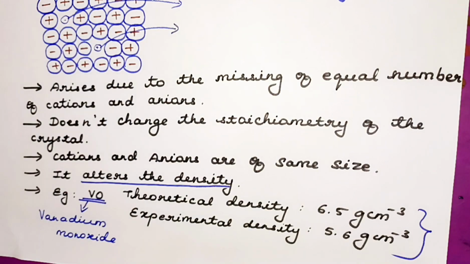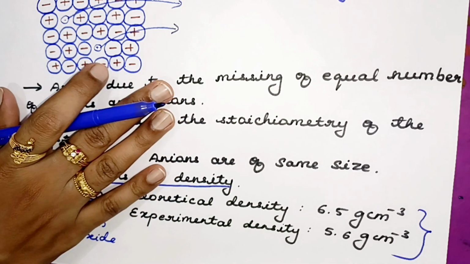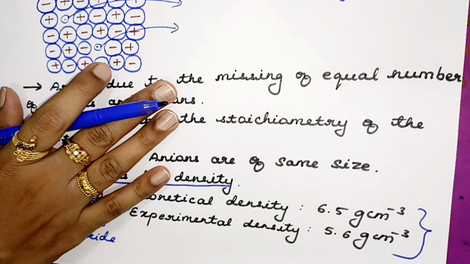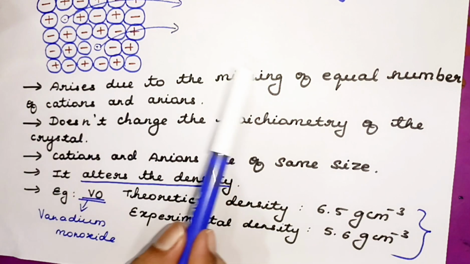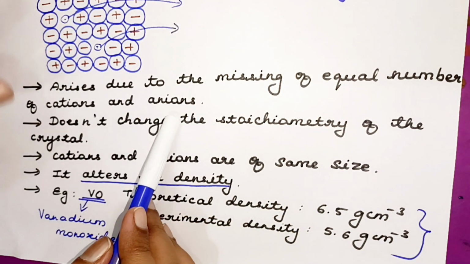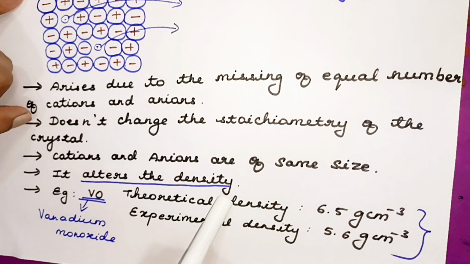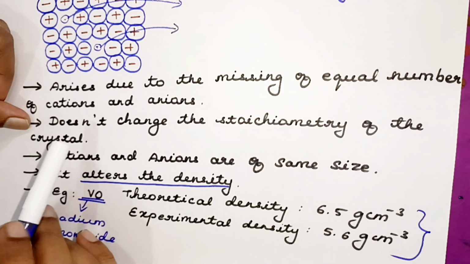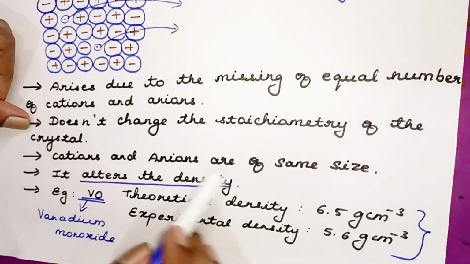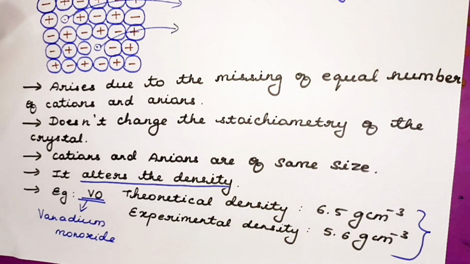Is that clear, students? These are the most important points which would be given as a key for 12th standard for both Matric and CBSE. So for the Schottky defect, what are the important points which I have said? It arises due to the missing of an equal number of cations and anions, first point. Thereafter, it alters the density. Definitely it will alter the density of the crystal. But it doesn't alter the stoichiometry of the crystal. It happens when the cations and anions are of the same size in the crystal. And we have to give an example regarding that. Is that clear, students? Now I am going to explain in Tamil.